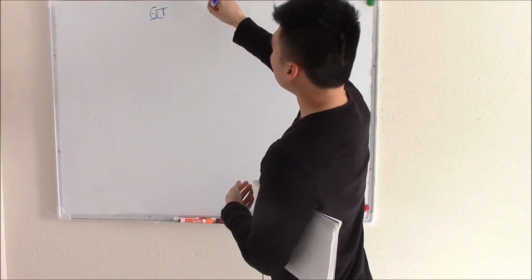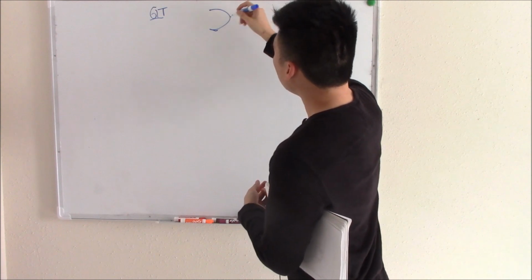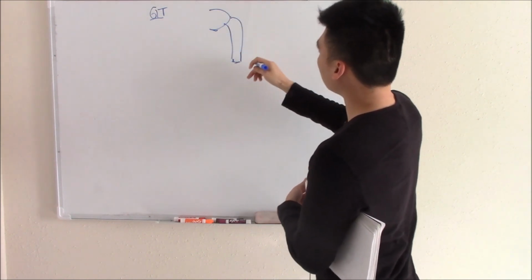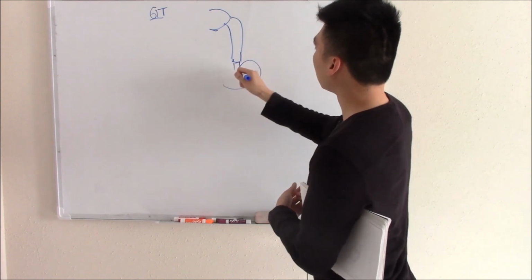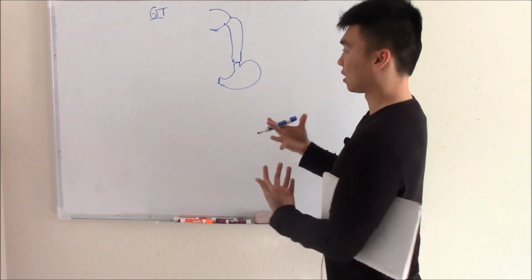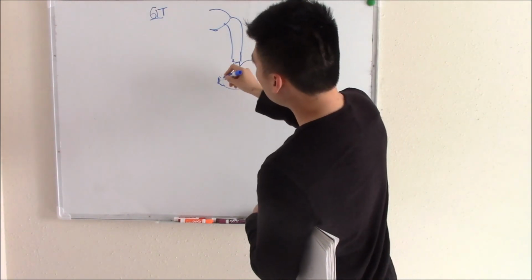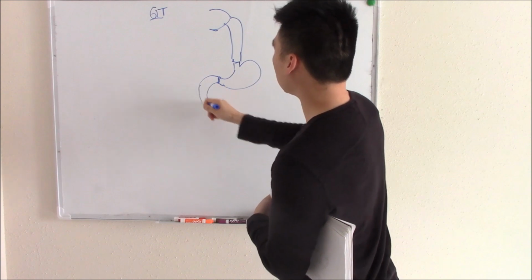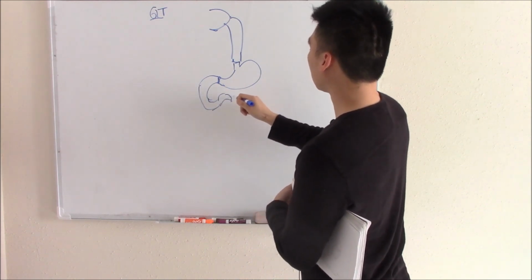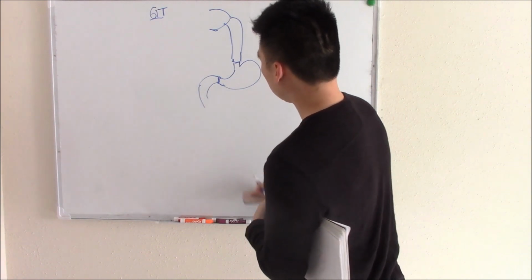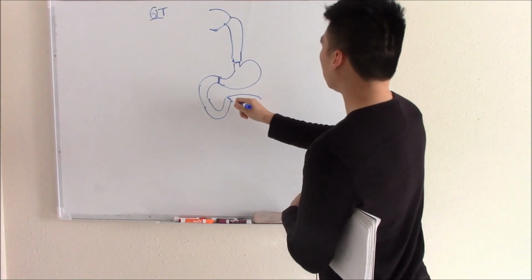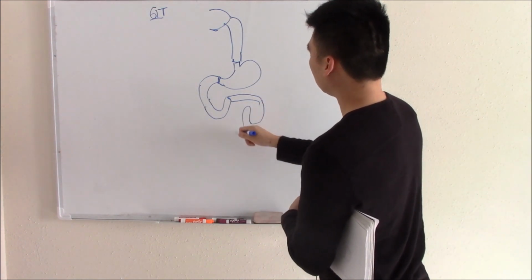Let's draw it out. Here's your mouth, here's your pharynx, and you'll eat food, and that'll go down your esophagus, and your esophagus will eventually lead to your stomach. Your stomach is well known for producing acid, which helps us break down that food, and all that will eventually lead into your small intestine. That includes your duodenum, and that includes your jejunum and your ileum.